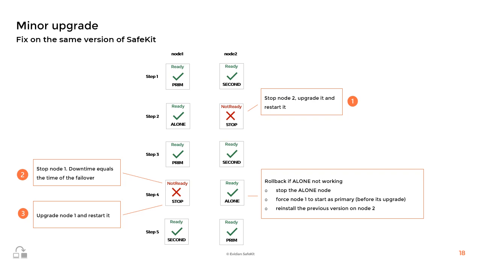Let's consider a minor upgrade fixing the same version of SafeKit and ensuring a smooth transition with minimal downtime. At step 1 in the figure, the cluster to upgrade is running prim-second. At step 2, we stop node 2, upgrade it, and then restart it. During the upgrade of node 2, the application is not interrupted and runs on node 1. At step 3, the module is started on node 2 and has resynchronized application data. At step 4, we stop the module on node 1. Then there is an automatic restart of the application on node 2, resulting in a downtime associated with this restart.